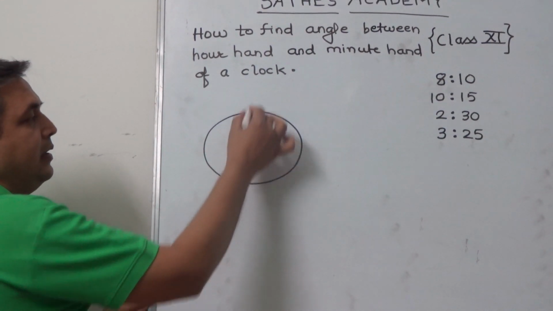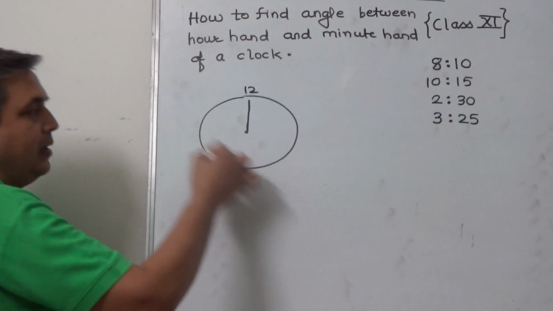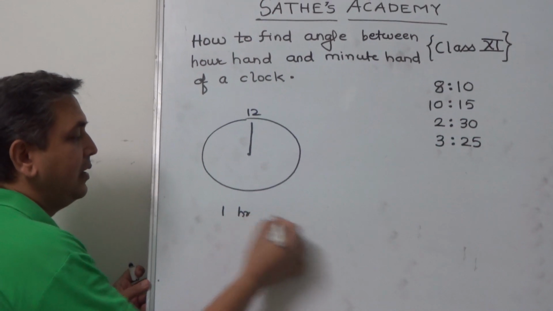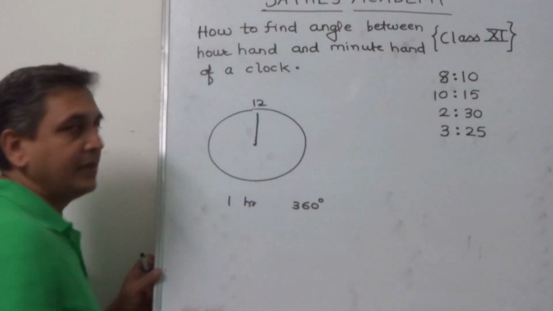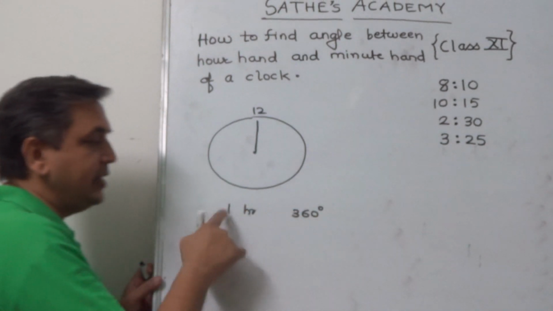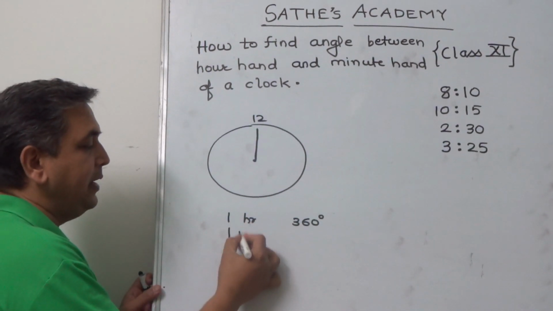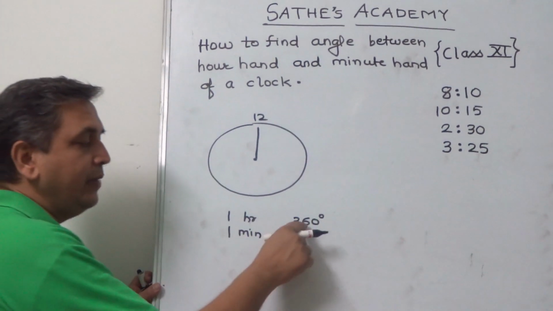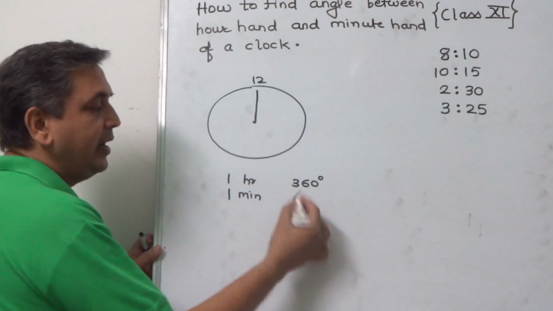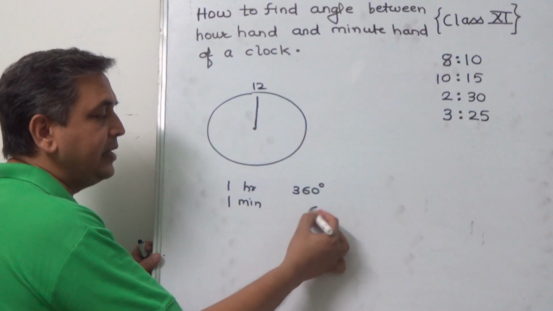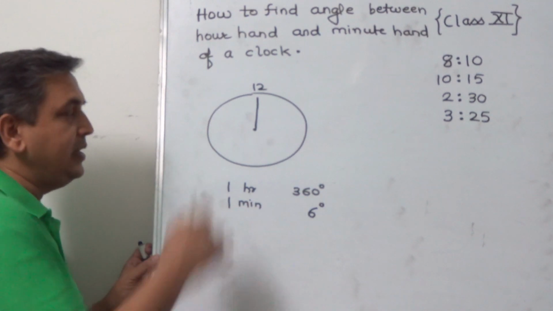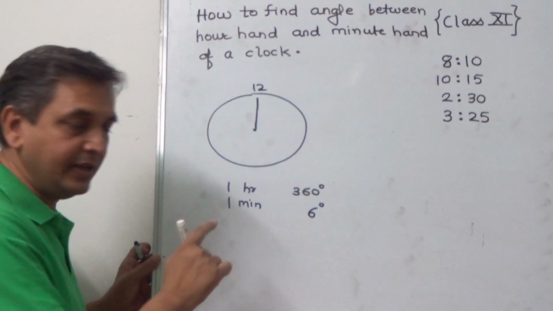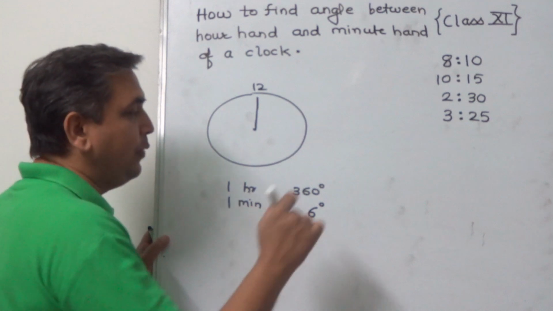In 1 hour, the minute hand moves from 12 to 12, so a total of 360 degrees. The minute hand moves 360 degrees in 1 hour. So 1 minute is the 60th part of an hour. We divide 360 by 60 and we get 6 degrees. So we see the minute hand moves 6 degrees in 1 minute. Is it clear? Okay.